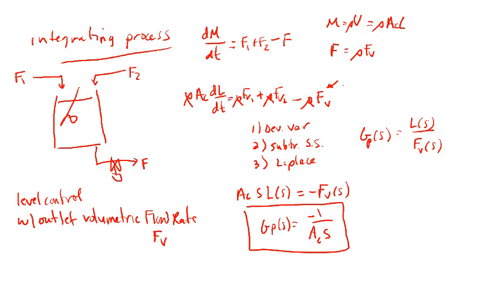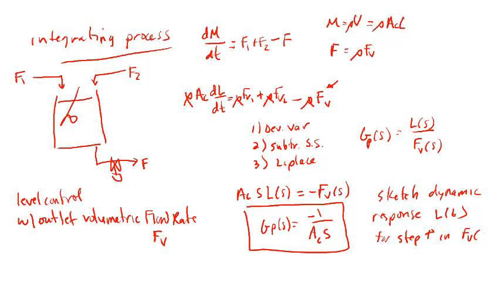All right, so now the next thing we want to do is our goal is to sketch the dynamic response of the level for a step increase in the flow. We'll do that on the next page. So remember that our transfer function G equals -1 over ACS.